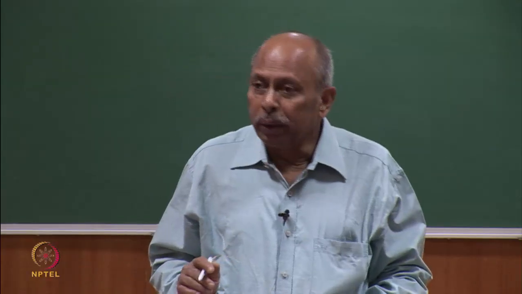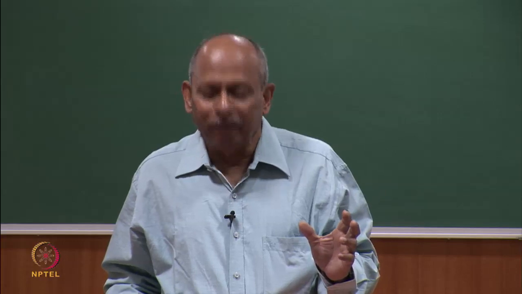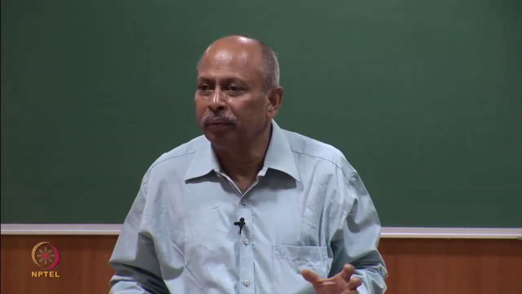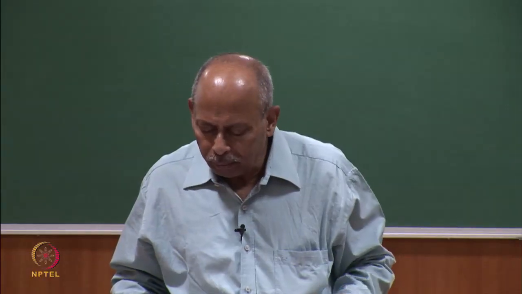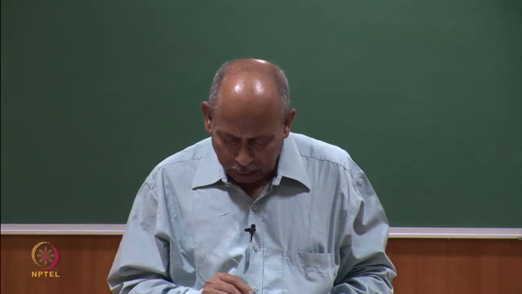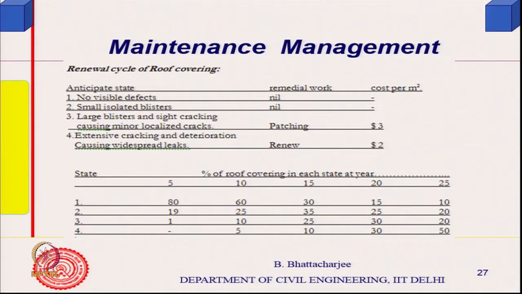So, we have looked into how we actually find out the repair cycle for roof covering. That is what we have seen in the last class. So, what we do is we first define the anticipated state, define them, and the remedial measures required and cost.